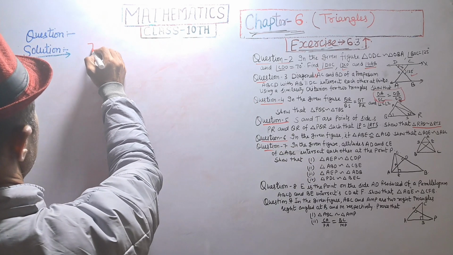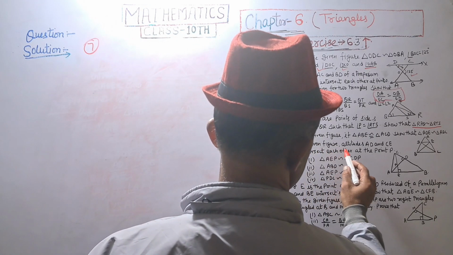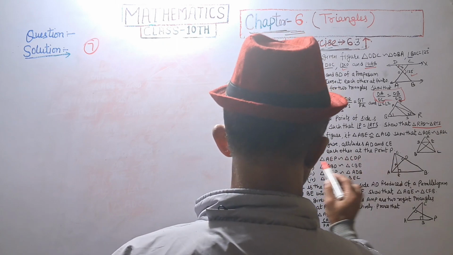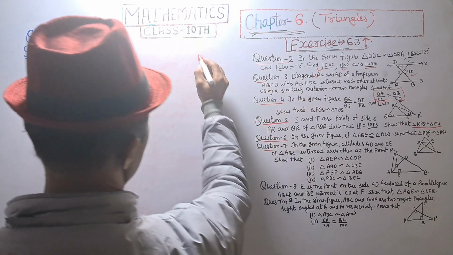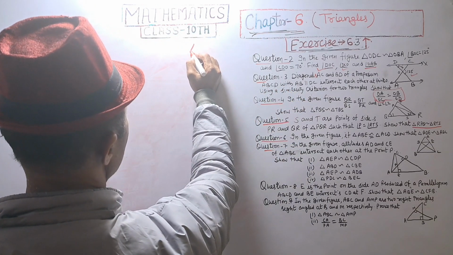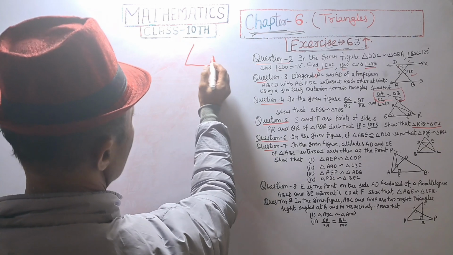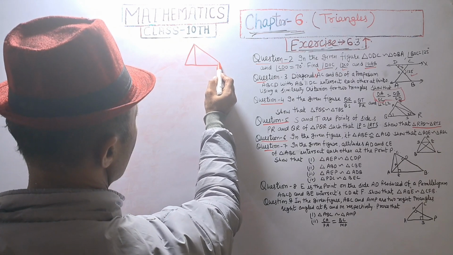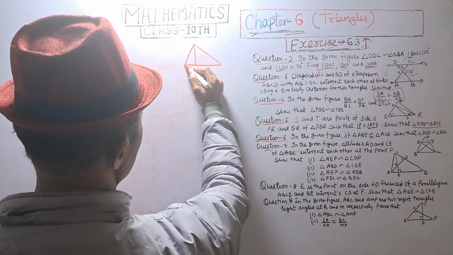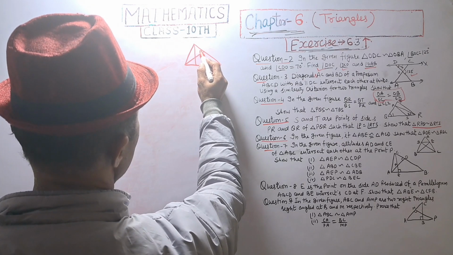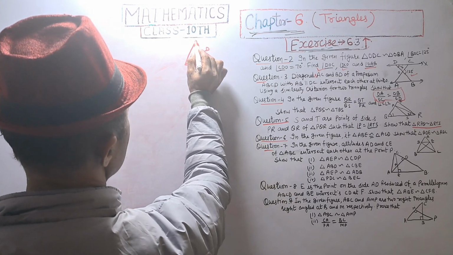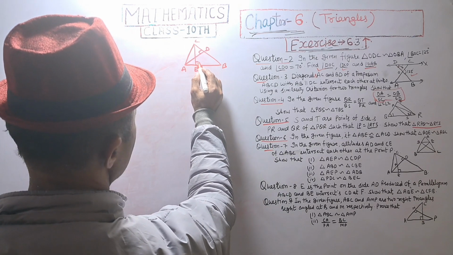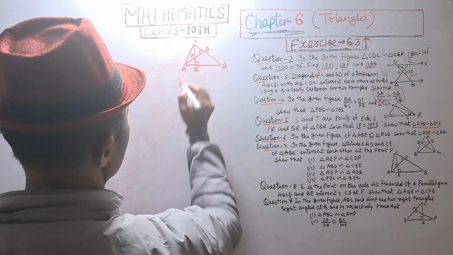Question number 7. In the given figure, altitudes AD and CE of triangle ABC intersect each other at point P. Show that: the angles at D and E are 90 degrees, and the point is P.